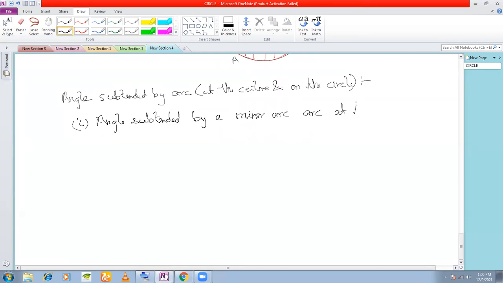at the center. This I'll divide into 4 parts for you. Angle subtended by a minor arc at the center. Consider this circle. Take 2 points, A and B. So this is your minor arc. All of you agree this is the minor arc? Yes, sir. And this is the center. Let's say center is given. So what you do here is you join A and C, and you join C and B.